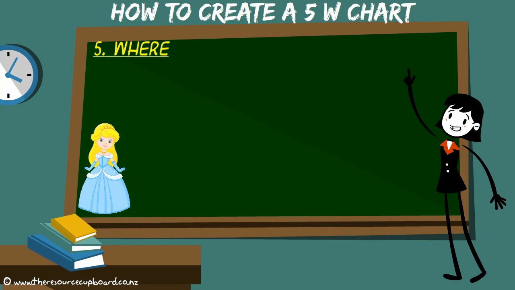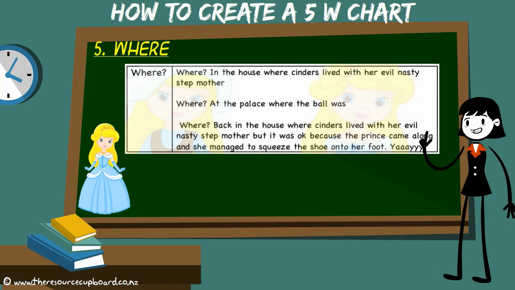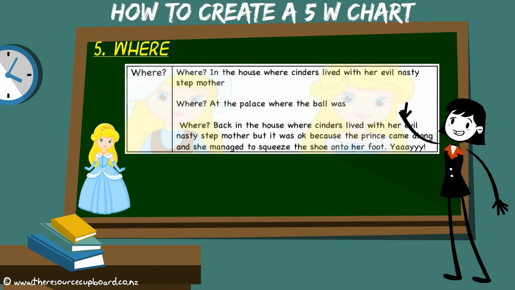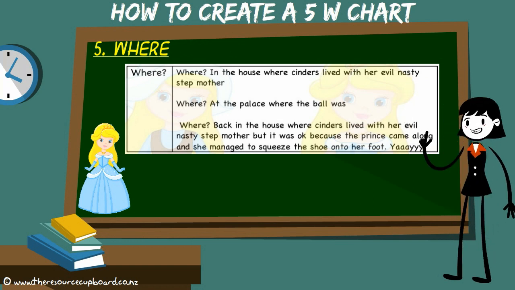Back to Cinderella. Where? In the house where Cinders lived with her evil, nasty stepmother. Where? At the palace where the ball was. Where? Back in the house where Cinders lived with her evil, nasty stepmother. But it was okay because the prince came along and she managed to squeeze the shoe onto her foot.